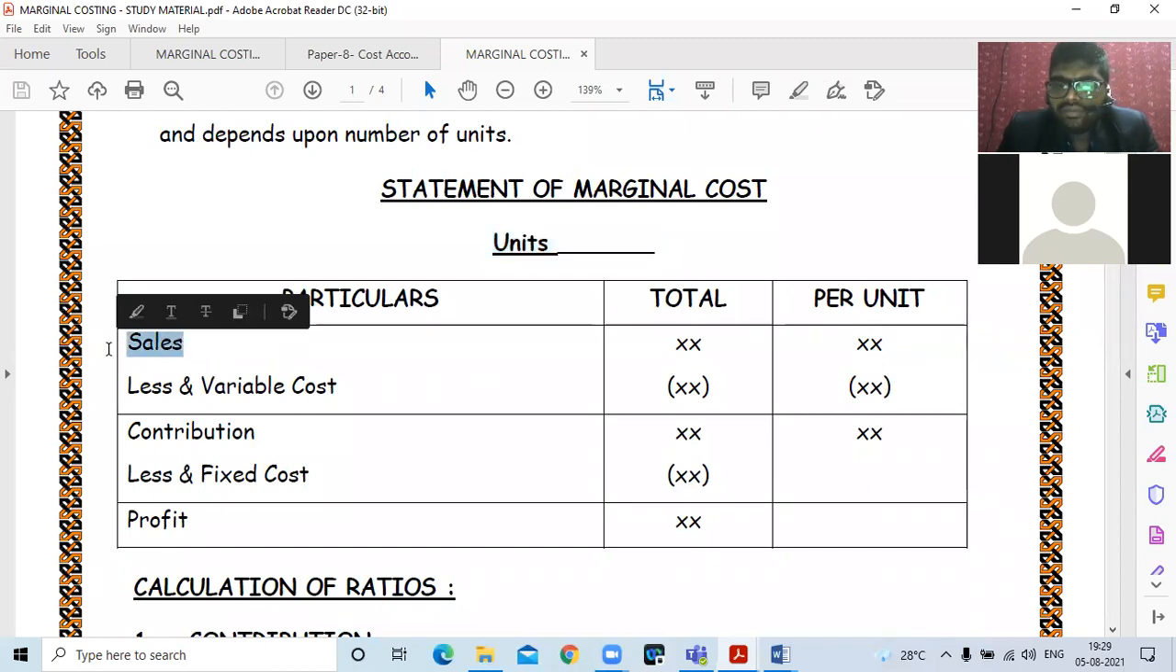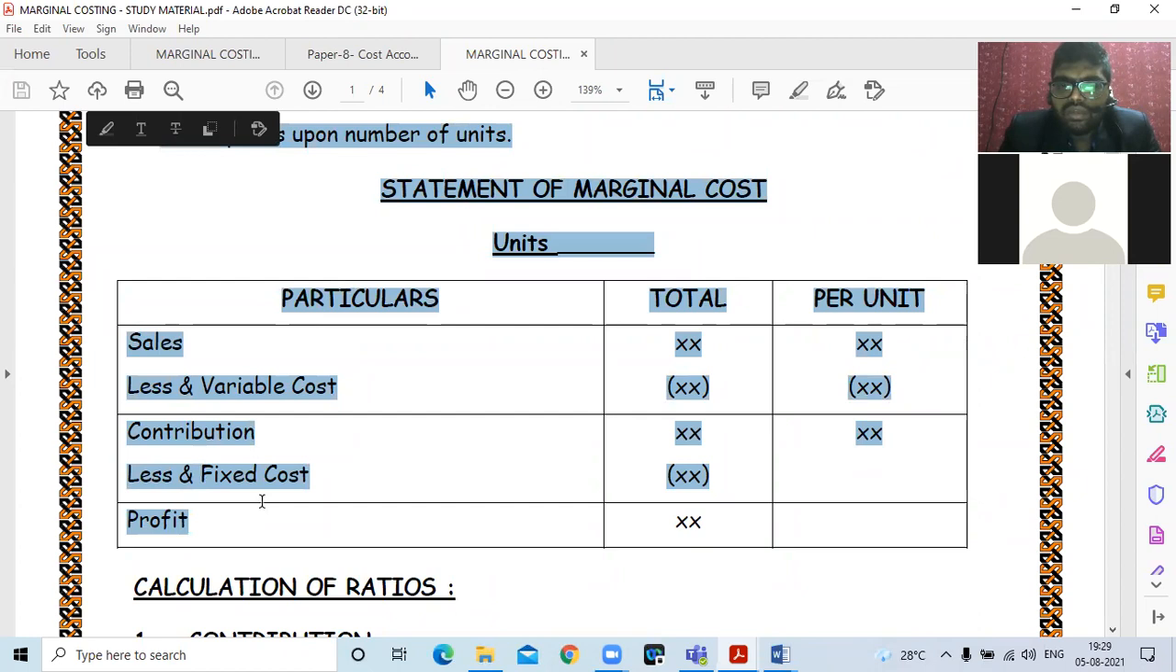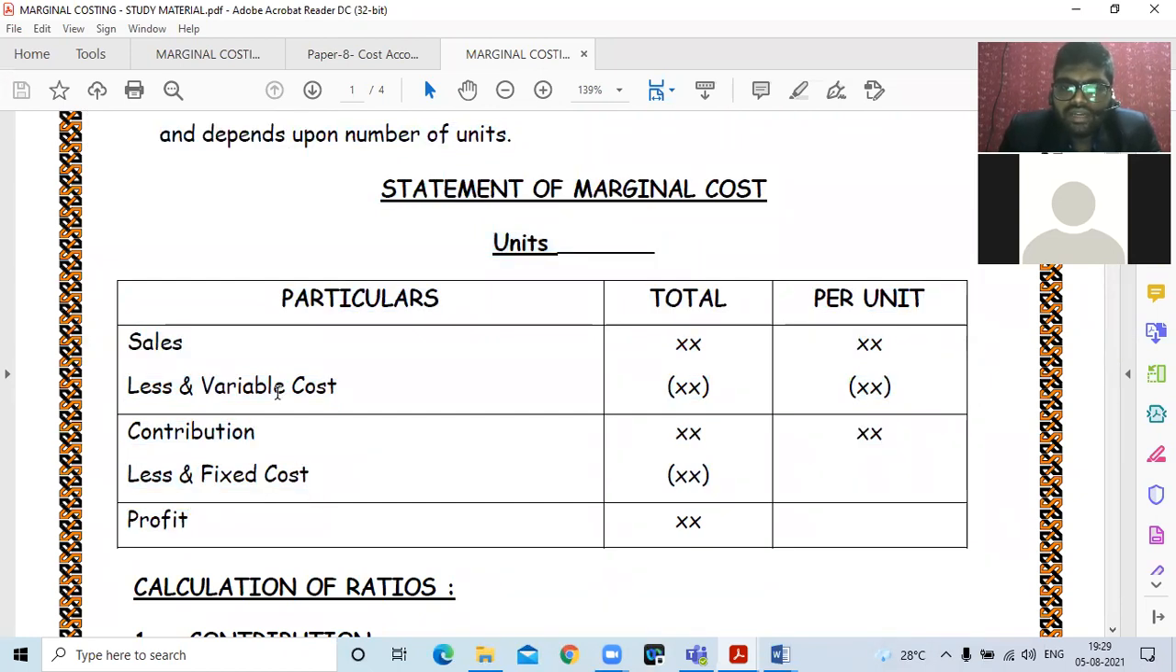Now in particulars, what details do I have? First, sales value, how much sales you made. Then from sales, I will reduce your variable cost. Sales minus variable cost, then I will get your contribution. Out of contribution, I will reduce your fixed cost. Then I will get my profit. So this is your statement.